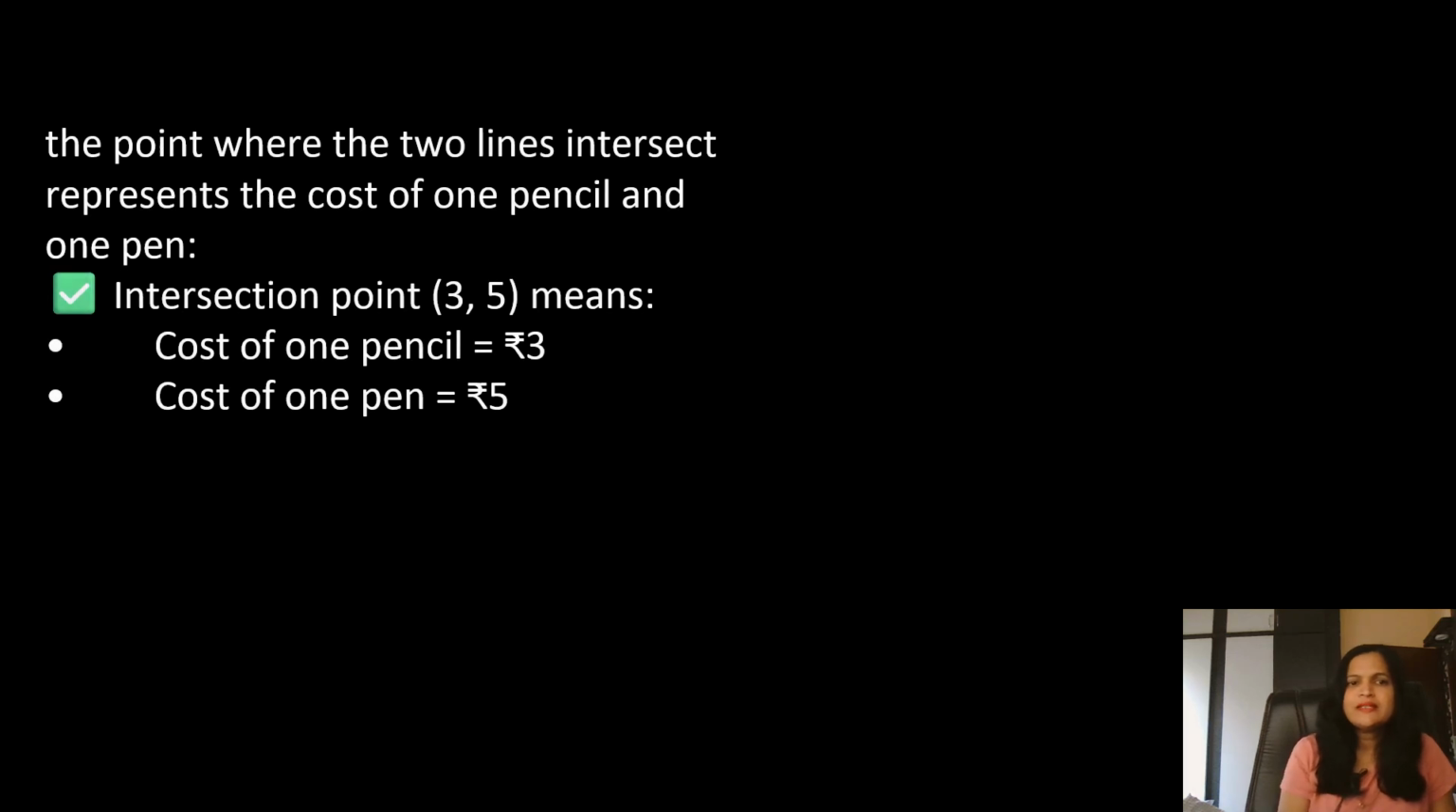The point where the two lines intersect represents the cost of one pencil and one pen. Intersection point (3, 5) means the cost of one pencil is rupees 3, and the cost of one pen is rupees 5.